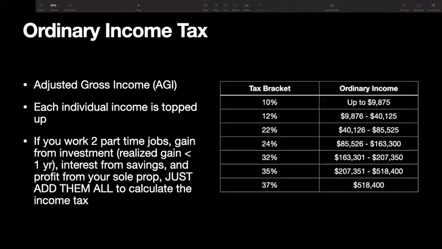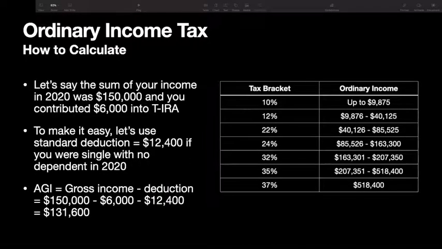And each individual's income is topped up, which means the last bullet. So if you work 2 part-time jobs, you gain from an investment which you sold in less than 1 year, interest from savings, and profits from your own business, you just have to add them up and then calculate the income tax based upon the entire sum of your income.